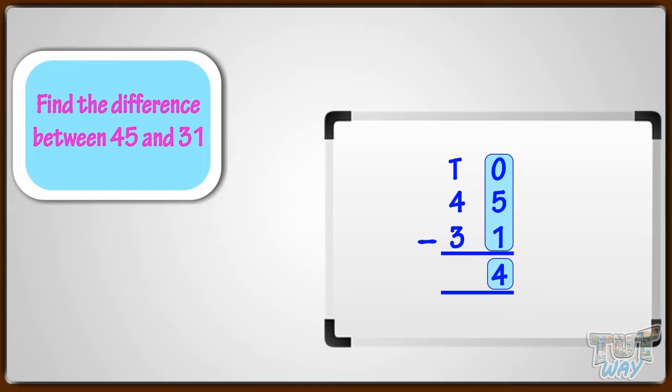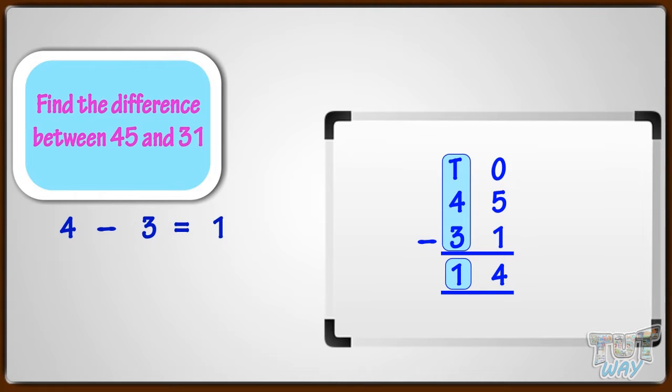Good. Now find the difference between the digits at tens place. That is 4 and 3. 4 minus 3 equals 1. Now, write the difference below tens place digits. So, 45 minus 31 equals 14. Good!